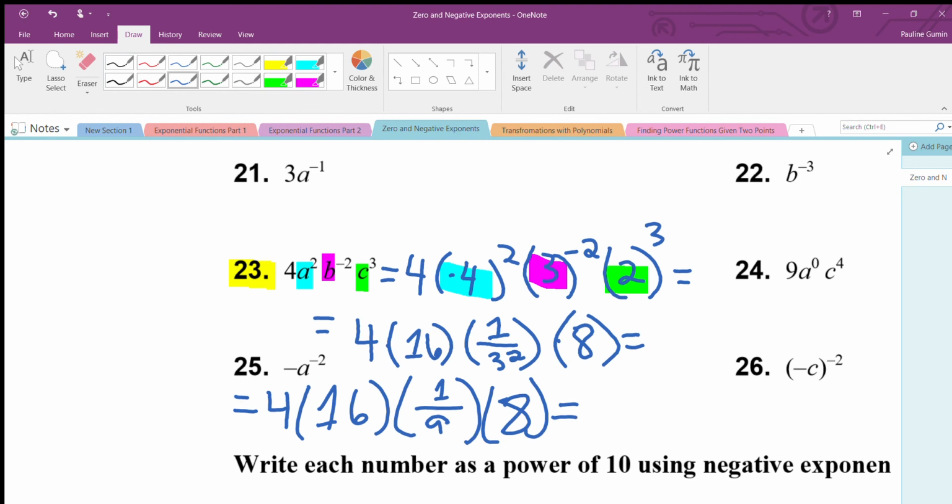Okay, so now I'm going to enter all this into my calculator. You could do the same if you're following along with me. Okay, so 4 times 16 times 8, and then times 1/9, or I put in divided by 9. And then I got 56.89. Okay.